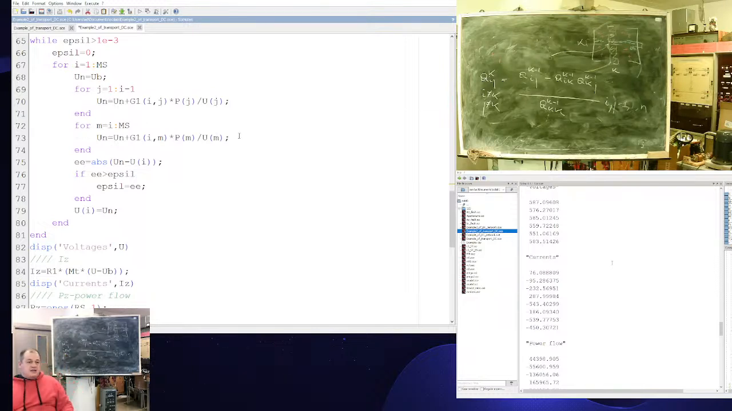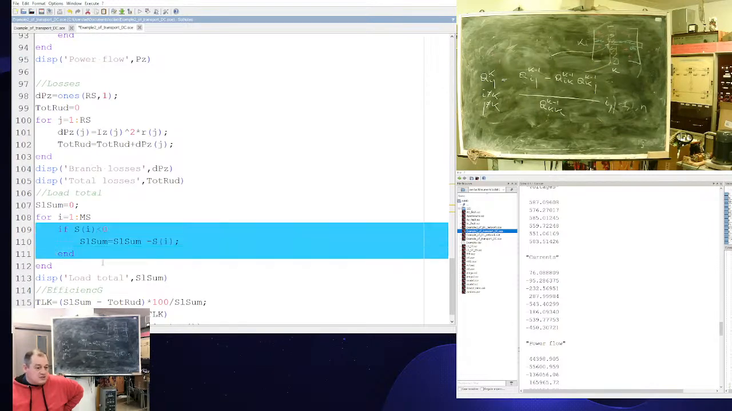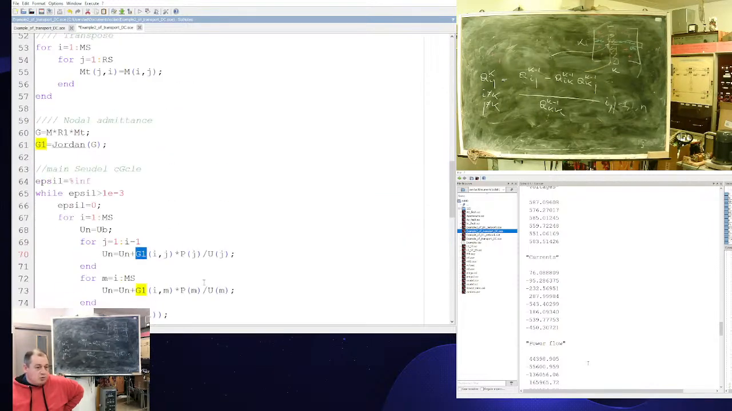In fact, it's a Zeidel technique. I can repeat it. It's a Zeidel, but instead of the Jacobi C matrix, I'm using the inverse nodal admittance matrix. It will give me a much stronger convergence process. Power flows, losses, efficiency, all the same.